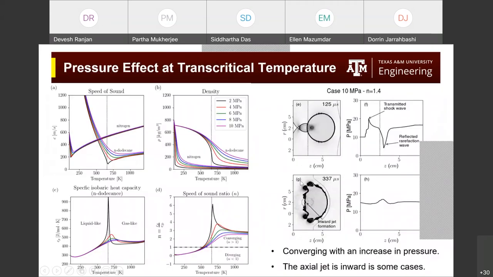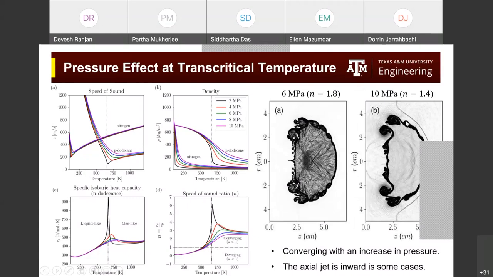So next I'm going to talk about the effects of pressure, which turns out to be more significant for the converging case compared to the diverging case. By moving toward higher pressure, the speed of sound ratio decreases. So the shock focusing location does not happen exactly at the downstream, but a little bit passing through the droplet. At a later time, we see that although both of these cases, one at 6 MPa and the other at 10 MPa, have common features, the formation of the outward jet is slightly different between them, as well as the instabilities that are forming on them.